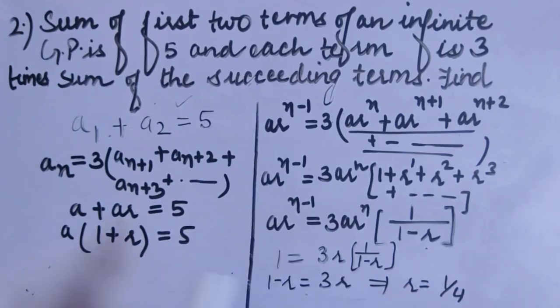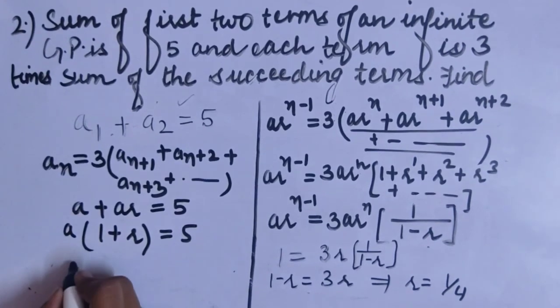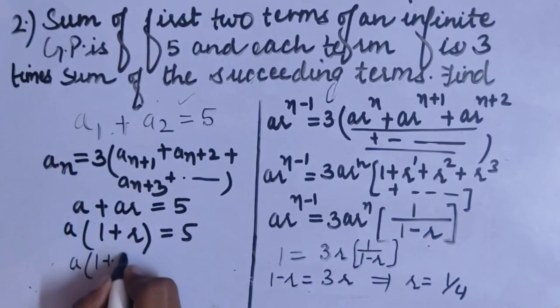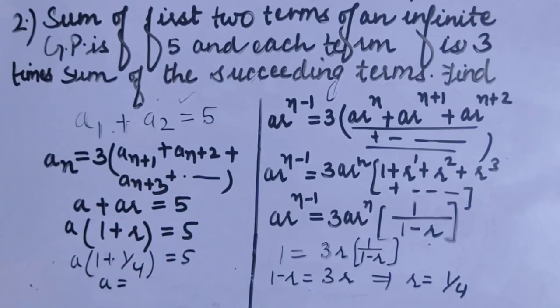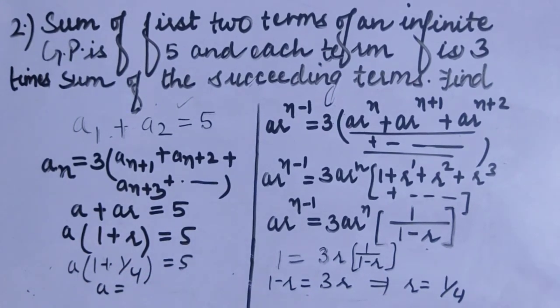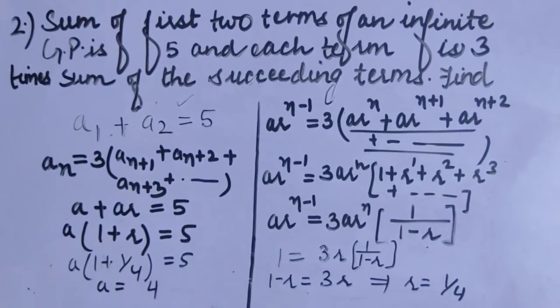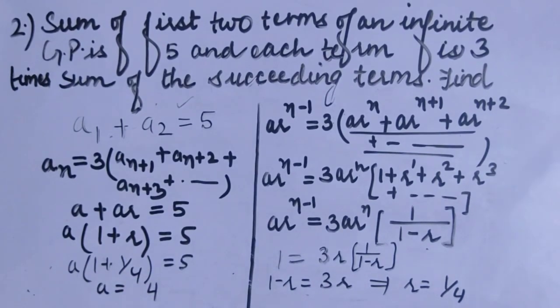When this value is put here, we will get the value of a. So a into 1 plus 1 by 4 will be equal to 5. So what will the value of a be, students? It will be equal to 4. Now we have got the value of a and the value of r. So now it is very easy to get the terms of the GP. So I hope students, you have understood these two questions in a very clear manner.